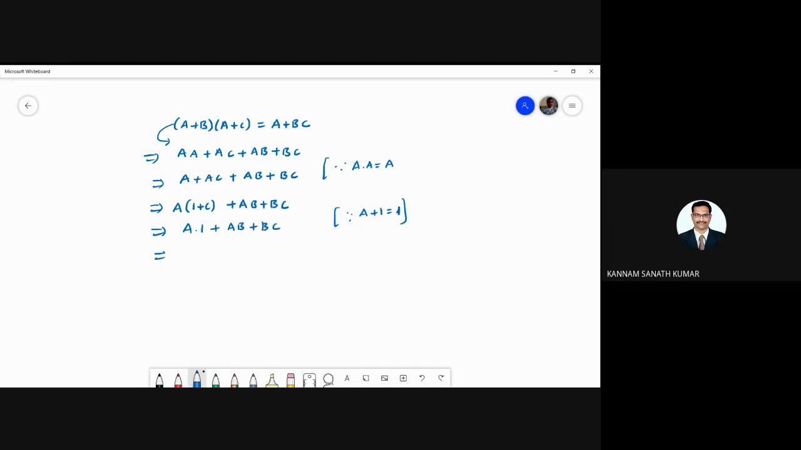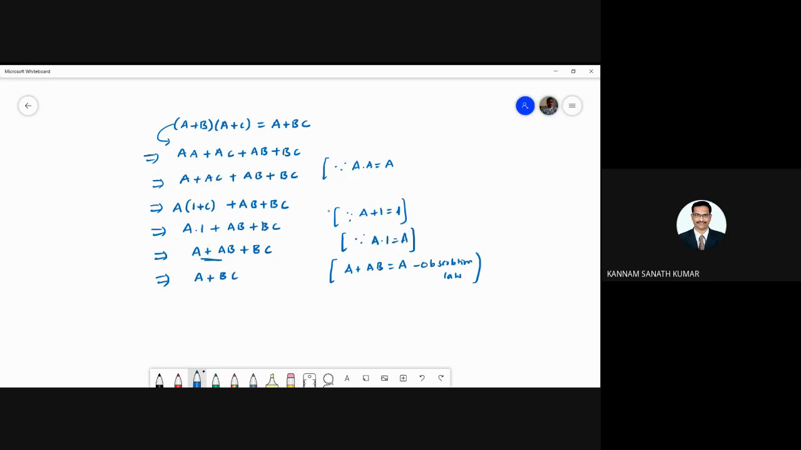Now A plus AB plus BC. You know that A into 1 equal to the input itself, so this is A plus BC. And A plus AB equal to what? A. From which law? The absorption law. You know that A plus AB equal to A.